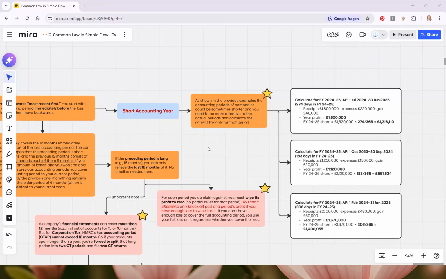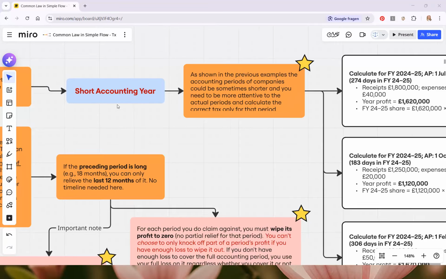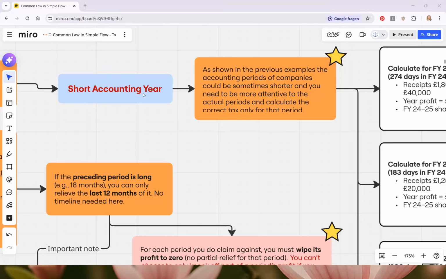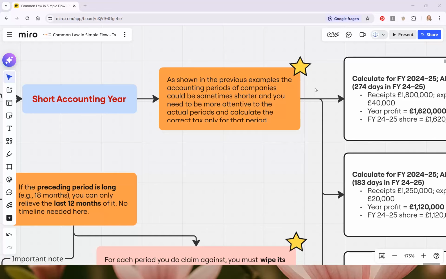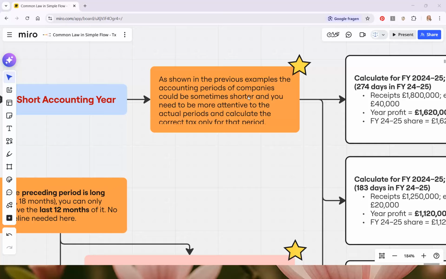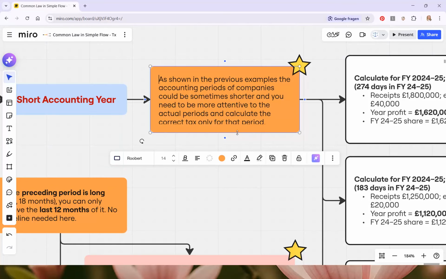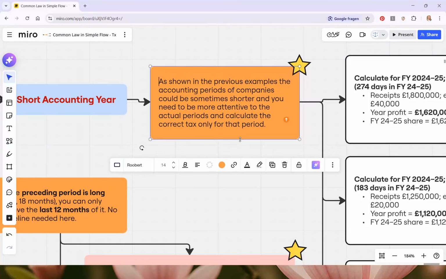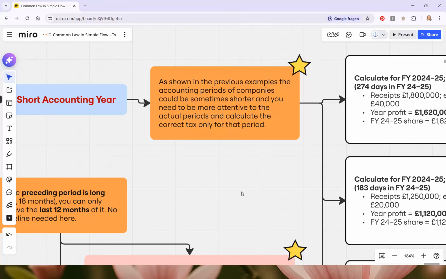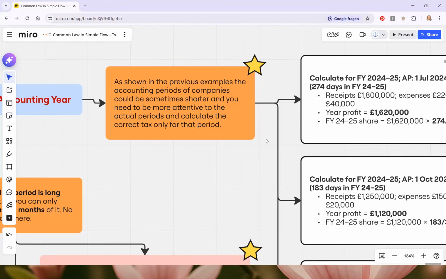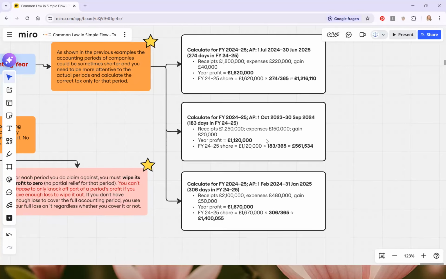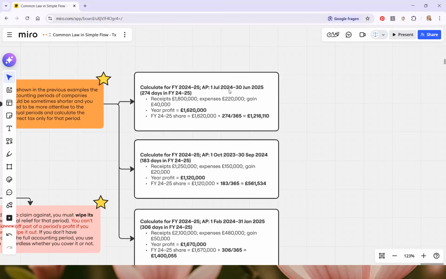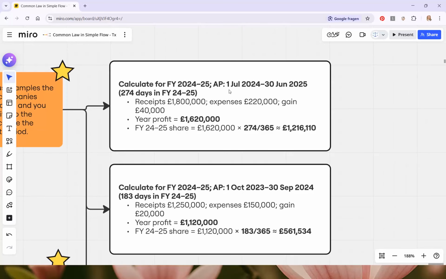And the last part of the subflow is the short accounting year. As shown in the previous examples, the accounting period of companies can sometimes be shorter, and you need to be more attentive to the actual periods and calculate the correct tax only for that period. So let's see examples. Calculate for year 2024-25.